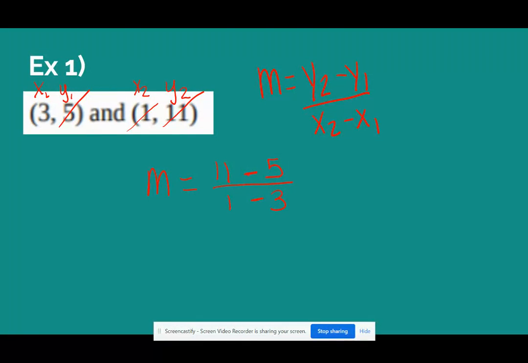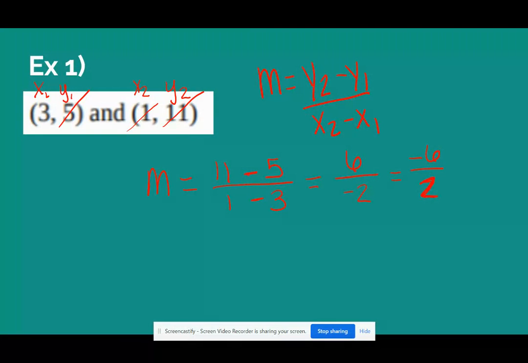And then I just do the subtraction. 11 minus 5 in my calculator is 6. So 6 over, and then 1 minus 3 is negative 2. We have to go ahead and reduce that. Remember, though, that your calculator cannot handle a negative in the bottom, so we automatically just bring it to the top. So negative 6 over positive 2.